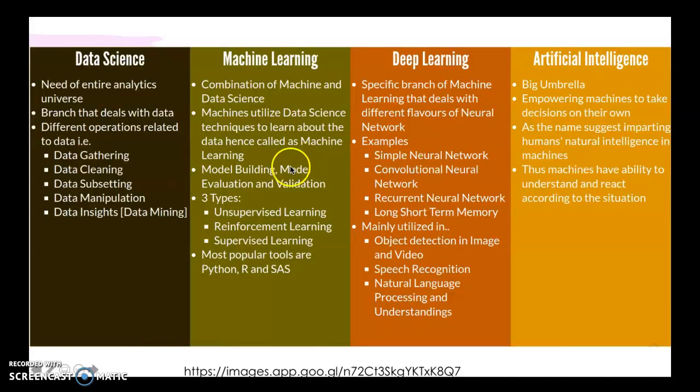So here's a comparison and summary of those different areas of artificial intelligence. Artificial intelligence is the bigger umbrella, and it is mimicking humans' natural intelligence for a machine, making the machine able to understand, react, and communicate with human beings. Machine learning is a subset of artificial intelligence.